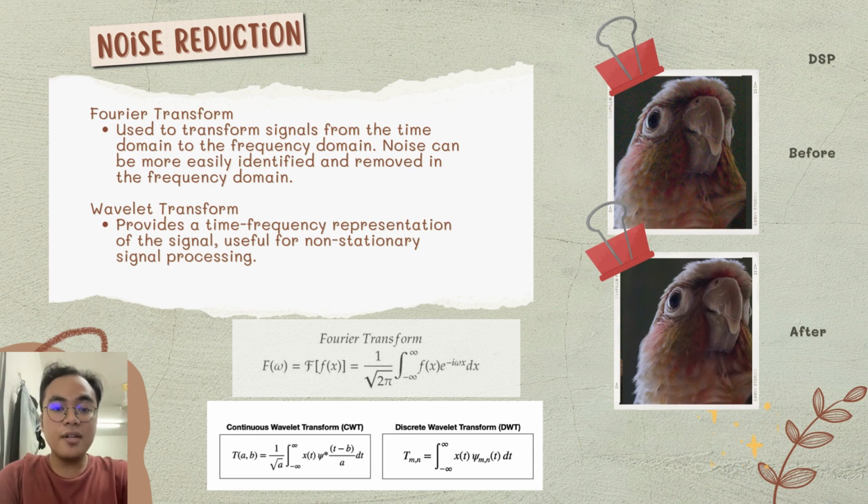So for noise reduction, there are 2 transforms used, that is Fourier transform and wavelet transform. Fourier transform is used to transform a signal from the time domain to the frequency domain. Noise can be more easily identified and removed in the frequency domain. Wavelet transform provides a time-frequency representation of the signal, useful for non-stationary signal processing.